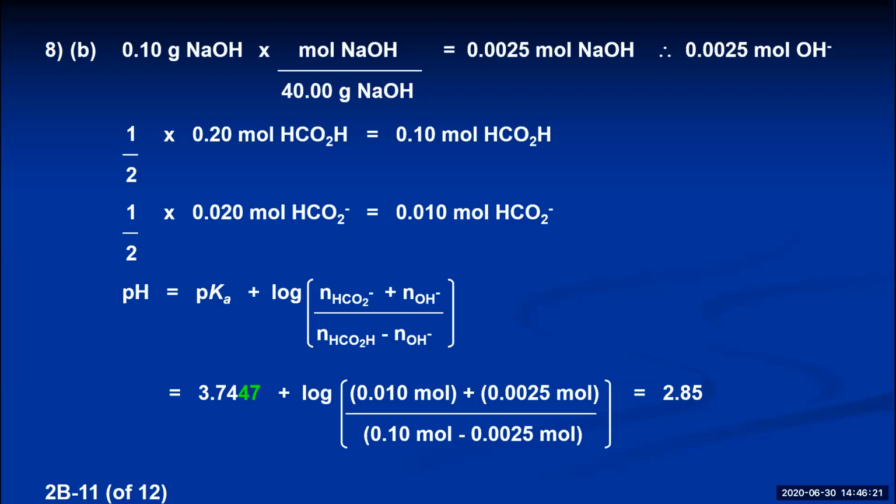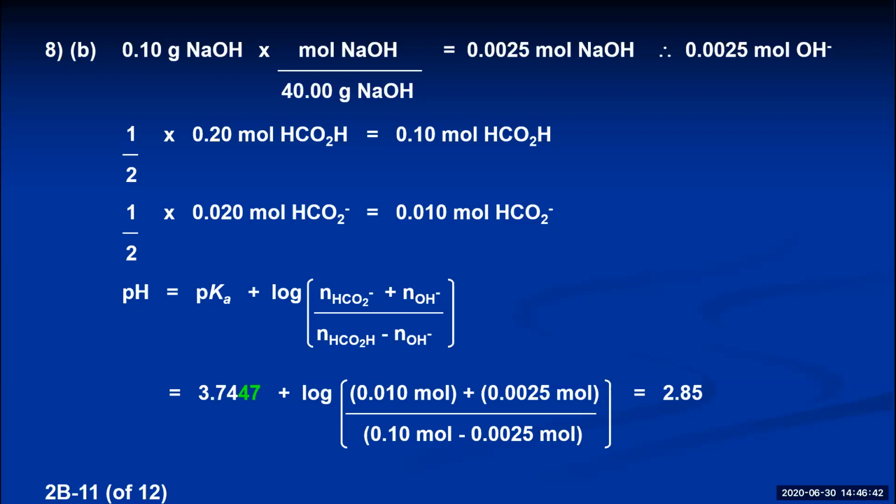If you left the moles of the two original components as 0.20 and 0.020, your answer is going to be close to mine, but it's not going to be correct. So as you're doing your extra homework assignments, if you don't get the exact answer I have, it could have been that you didn't account for the fact that you were only taking a sample of the original buffer solution.